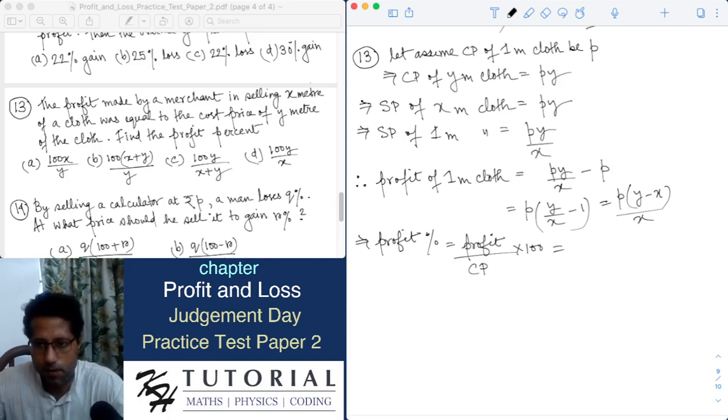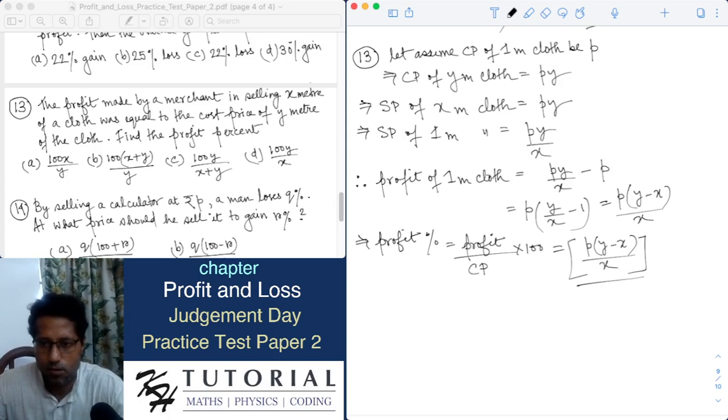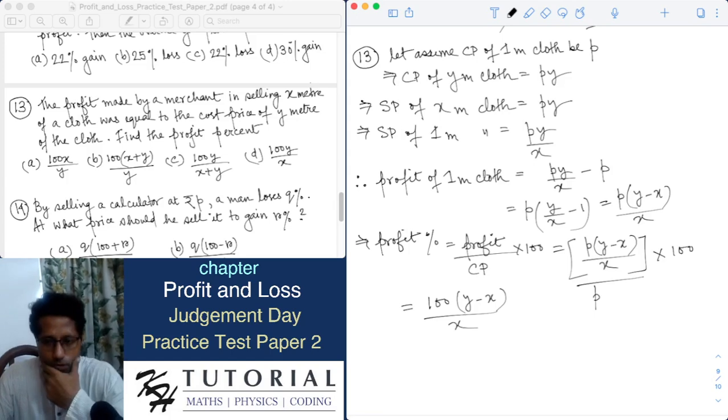Now profit is P into Y minus X divided by X. Cost price is, this is all based on 1 meter cloth, so cost price of 1 meter cloth we have assumed to be P into 100. So P cancels out and we get 100 into Y minus X divided by X. This should be the answer, profit percent. We have to see which one it matches with. It matches with none.